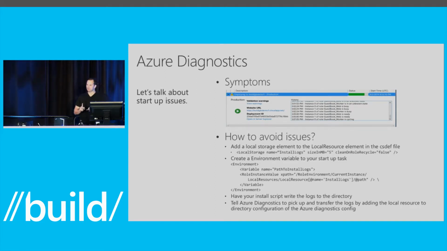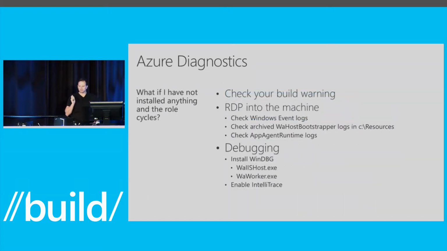Those are very high-level steps: you need to add a local storage element to your CSDEF file. You also need to create an environment variable that contains the path to your log directory. And then the last step is you need to tell Azure to collect the logs from that directory and transfer them into storage. It's a very simple 3-step rule, and I can show you how to do this. And I think today we're also going to have a blog announcement that goes live that shows you exactly how to do this.